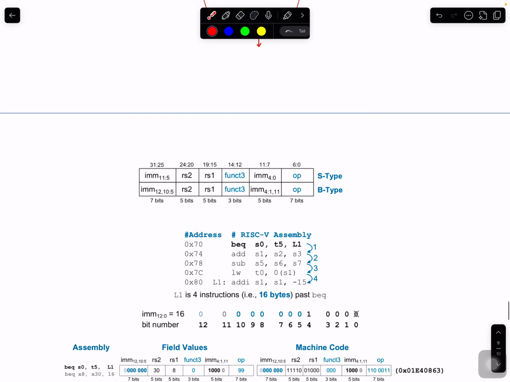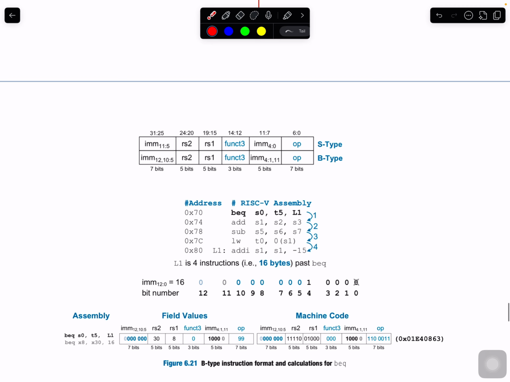So this is the B type instruction, and I kept the S type. By the way, all these tables are from the book, and the book is really good. Full credit to the authors, Sarah and David, for creating really good examples that I didn't have to create myself. You should buy their books. They have multiple books on this RISC-V series.